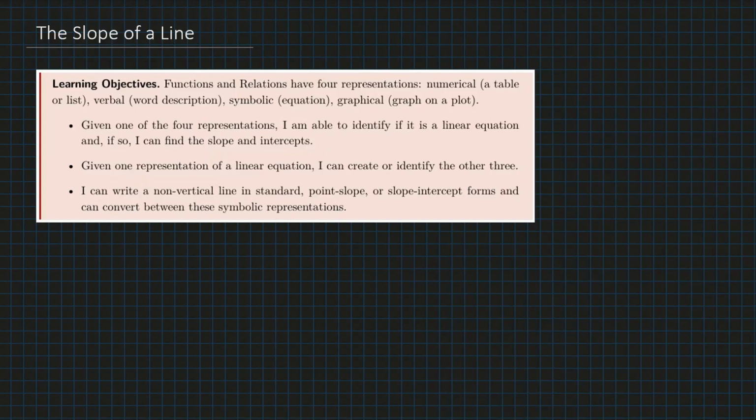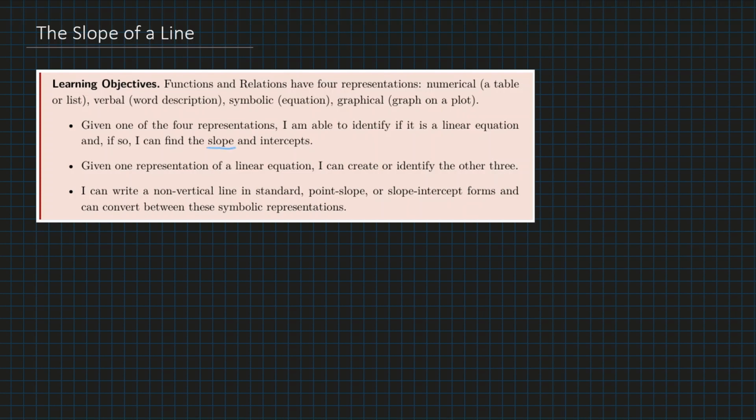In this video, we'll be focusing on the slope of a line. In regards to these learning objectives, the first one is identifying if an equation is a linear equation and identifying the slope and intercepts. In the last section, we identified the intercepts. In this section, we're going to identify the slope.